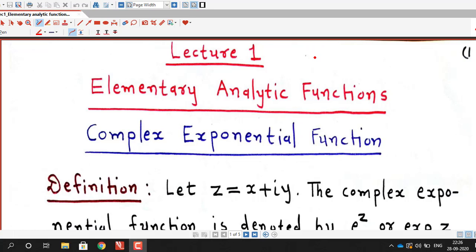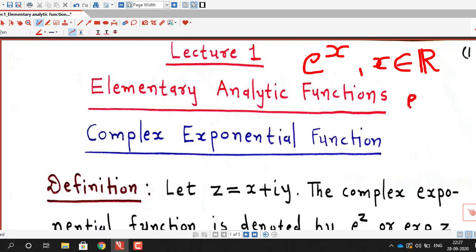We are already familiar with the real exponential function. If I consider any real number x, then e raised to x is the real exponential function, and it is defined for any real number. So we are going to study the analogous part of this, that is the complex exponential function. So we will consider z as any complex number. Here also the complex exponential function is defined for any complex number z.